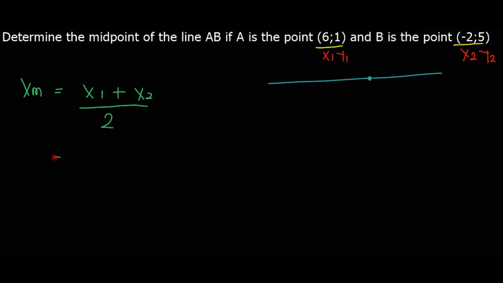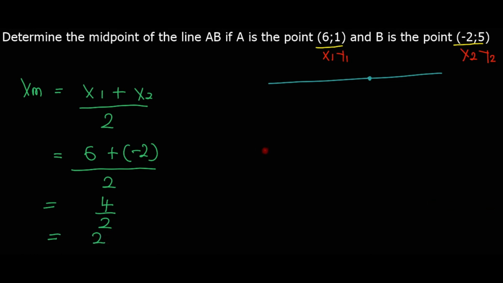Therefore x1 is 6 plus, and then x2 is minus 2, so 6 plus minus 2, divide by 2. 6 plus minus 2 is the same as 4, because plus and minus gives minus, so 6 minus 2 is 4. So we have 4 over 2, and then 4 over 2 is 2.